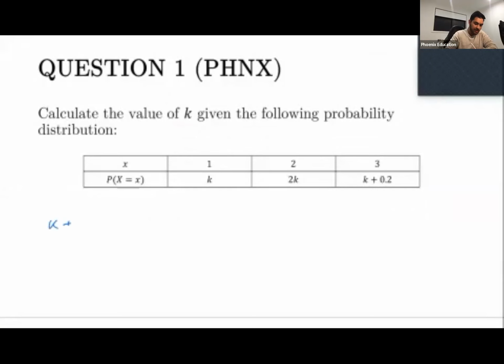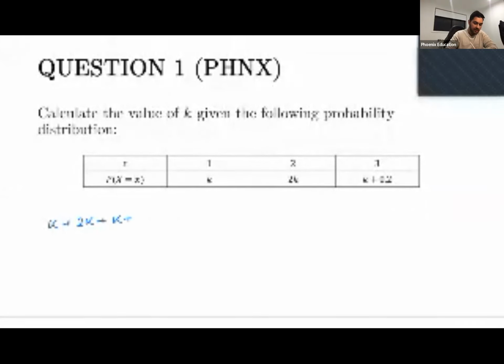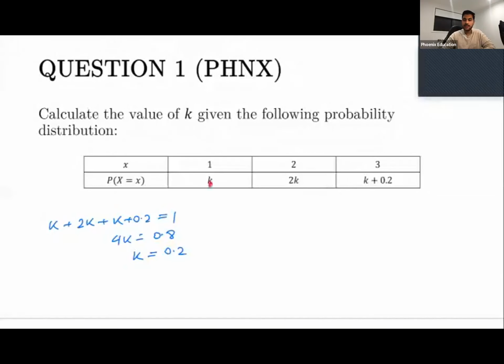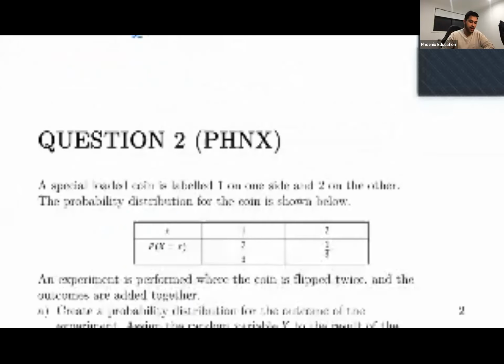If this is a probability distribution, all the probabilities should add to 1. So I can set this equation up. This means that 4k is equal to 0.8 and k is equal to 0.2. Now, one check that you can do is that after you get your value, you should be able to check to see if all your probabilities for each outcome are positive. If they are, then your probability distribution is correct.